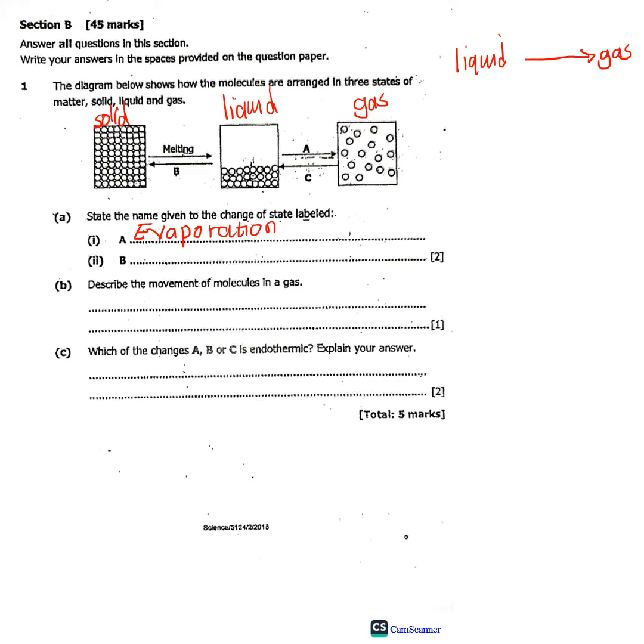Then for the second one, here we can see B. B, we have a liquid, but this time a liquid changes into a solid, where if you put water in a fridge, after some time that changes into an ice, which is a solid. So this is solidification or freezing.